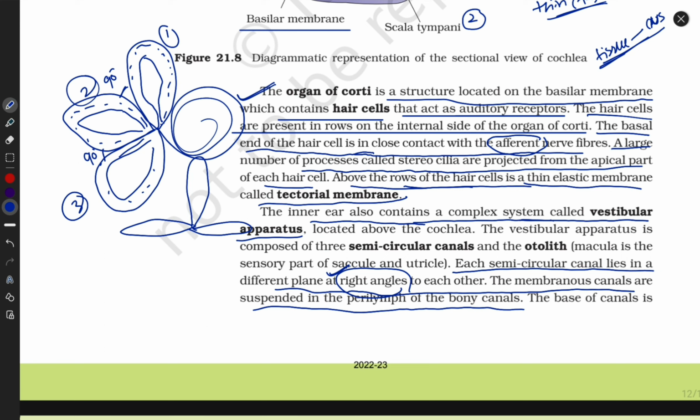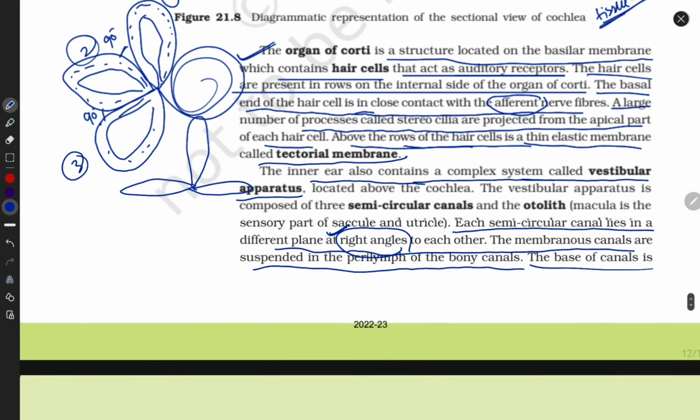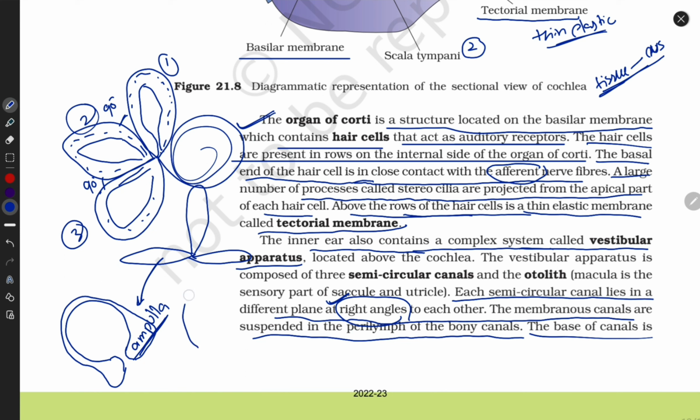Okay, the base of the canal is swollen and it is called the ampulla. Look at here, I'm zooming one structure of the vestibular apparatus. Look at this, they are swollen at the end. This region is called the ampulla and is joined with the cochlea.